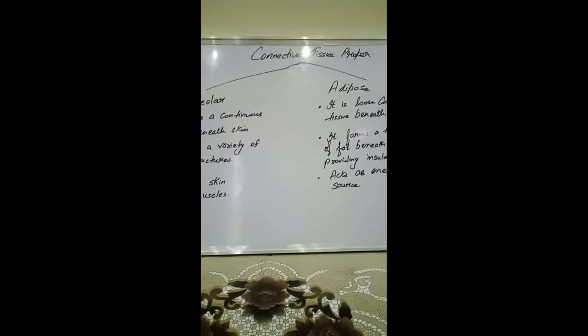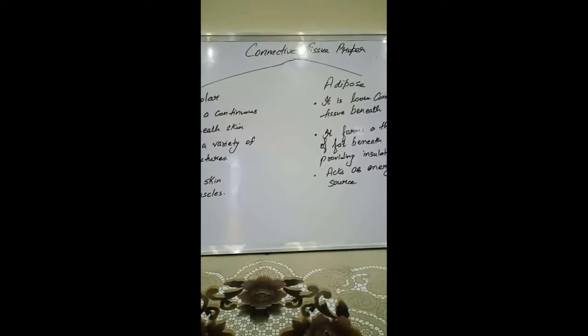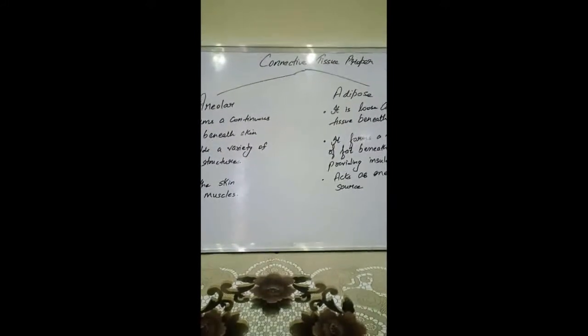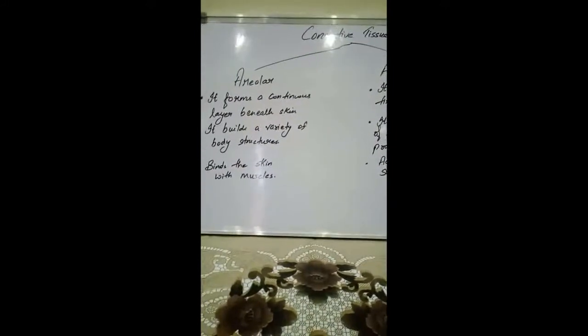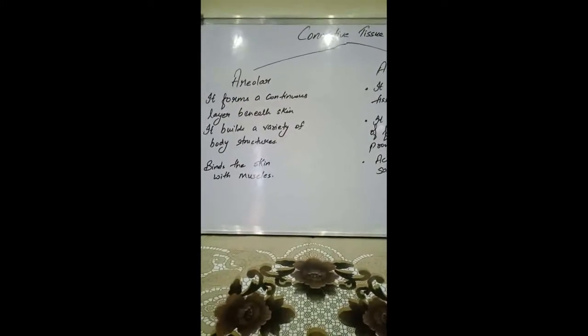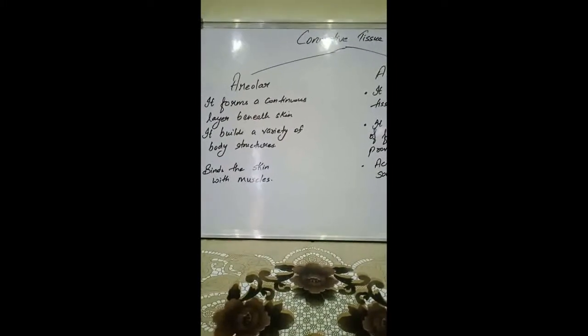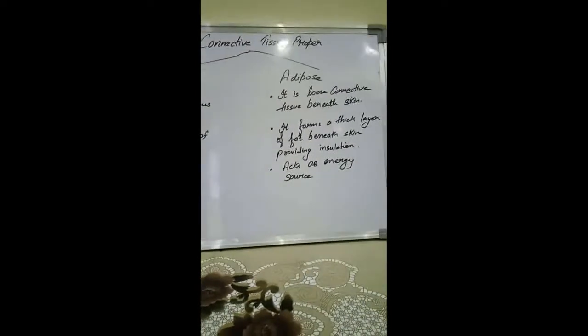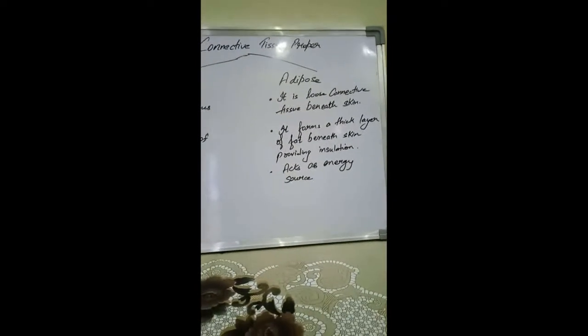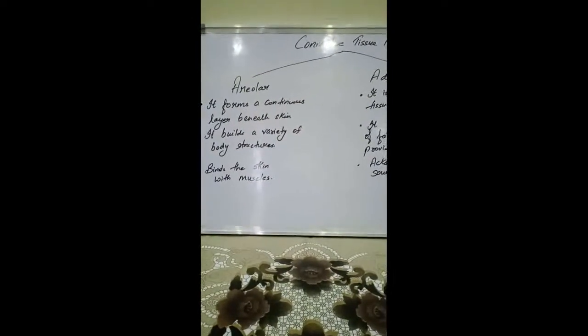Now we will discuss the types of connective tissue proper. The two types are areolar and adipose tissue. Areolar tissue forms a tight continuous layer beneath the skin. Adipose is loose connective tissue beneath the skin. Areolar tissue helps in building up a variety of body structures because it is a continuous layer.